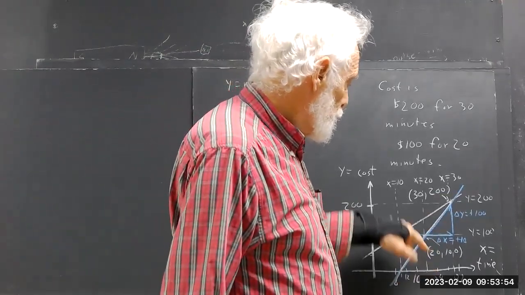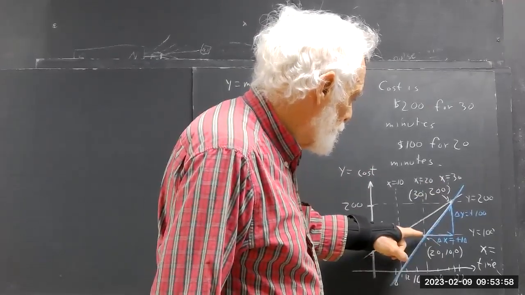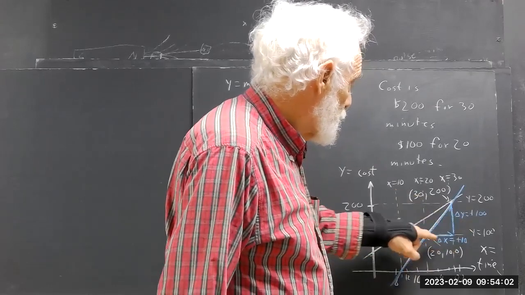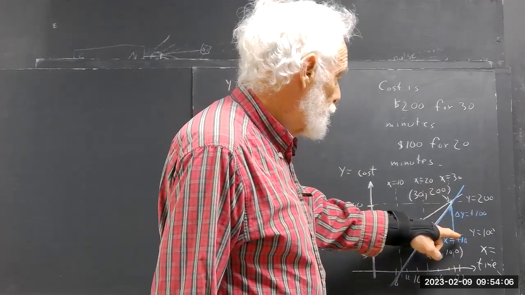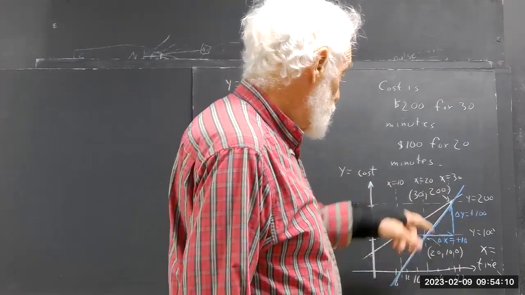We calculate the slope. Take this point and this point. Our change in x goes from 20 to 30. That's a change of plus 10. Our y value goes from 100 to 200. That's a plus 100. Now, in my class, I call this a fundamental triangle.